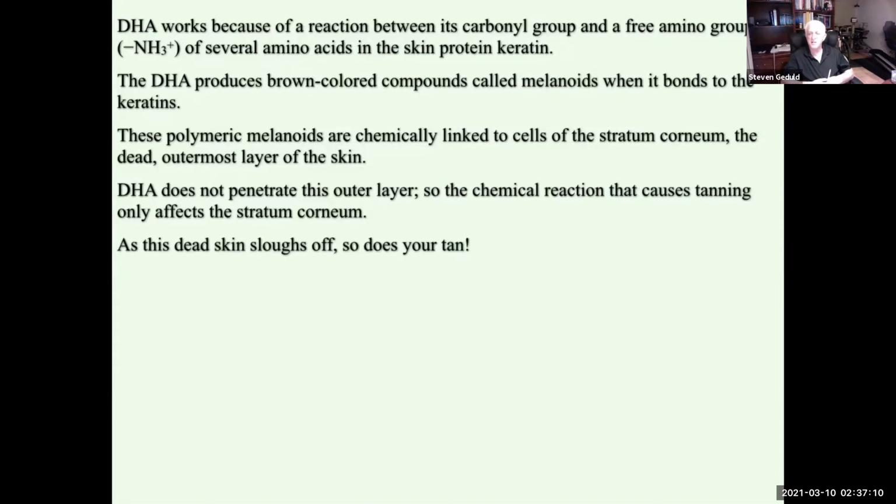But it doesn't damage any of the cells underneath like ultraviolet radiation, like tanning boosts do. Okay? Tanning boosts go through the top layer and tan down deeper. The tan lasts longer, but it also causes skin cancers and destroys the layer of cells below the stratum corneum.